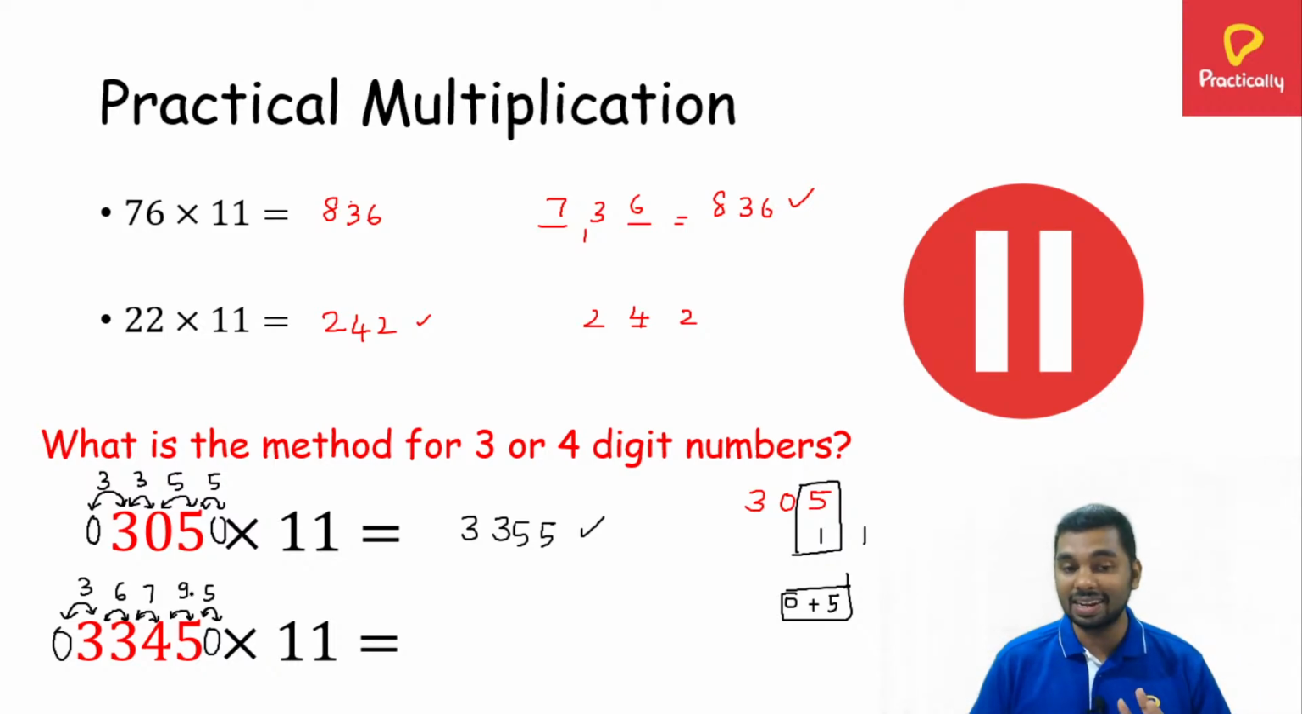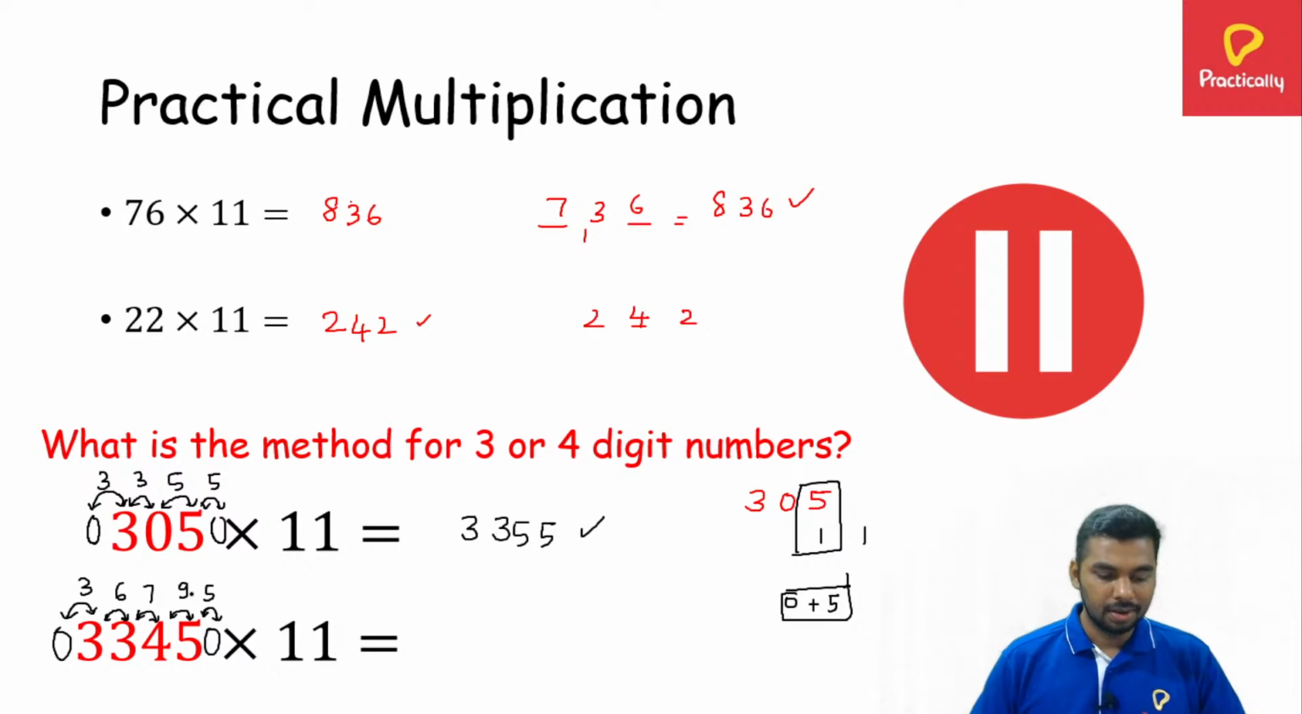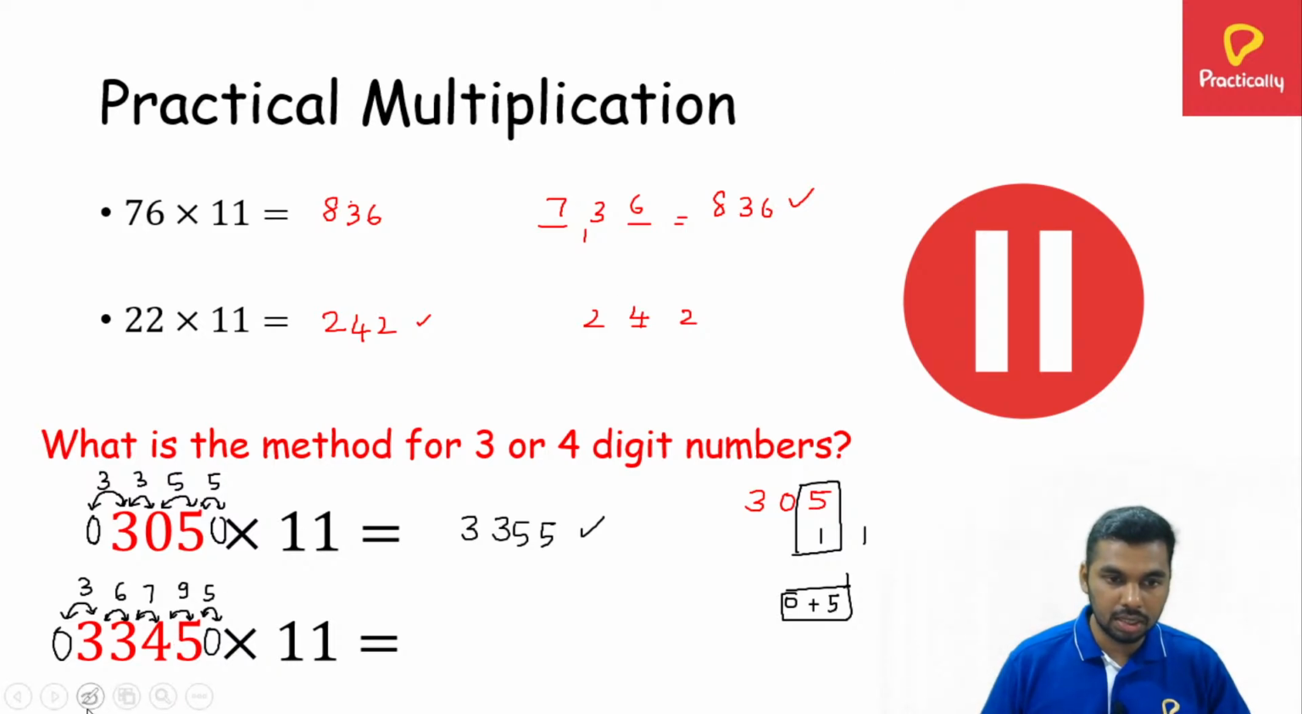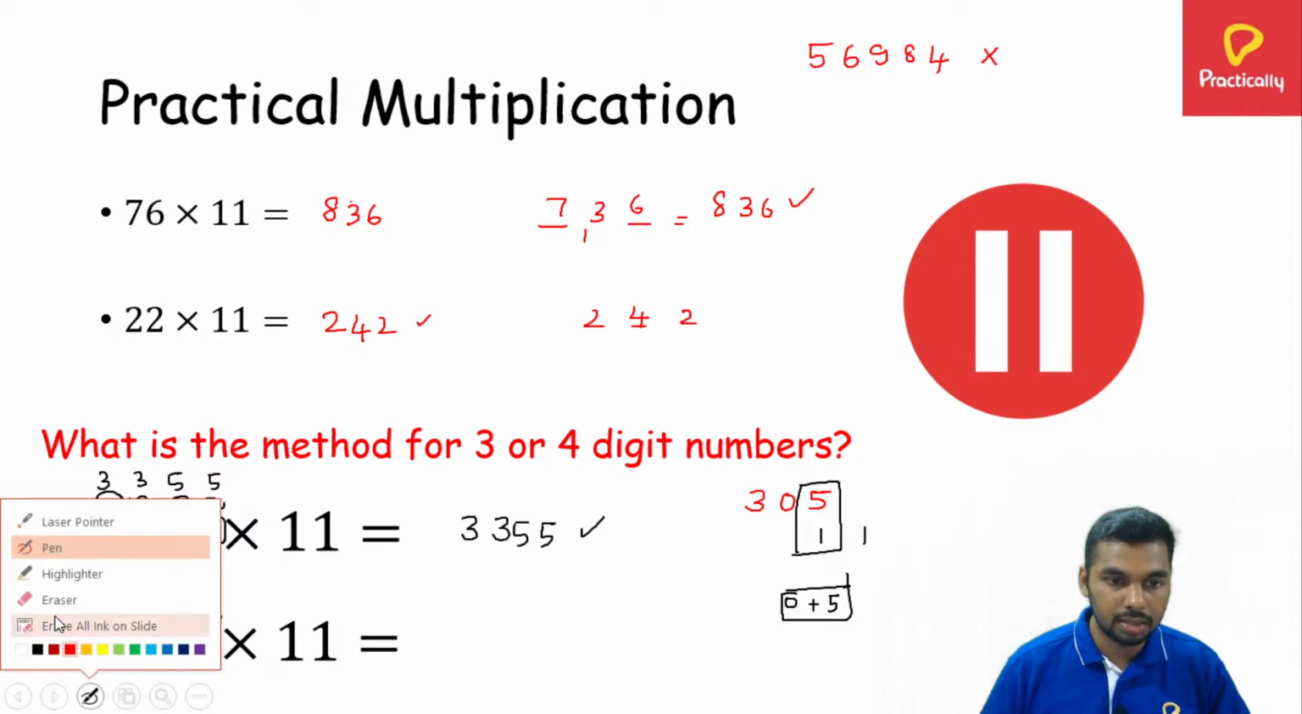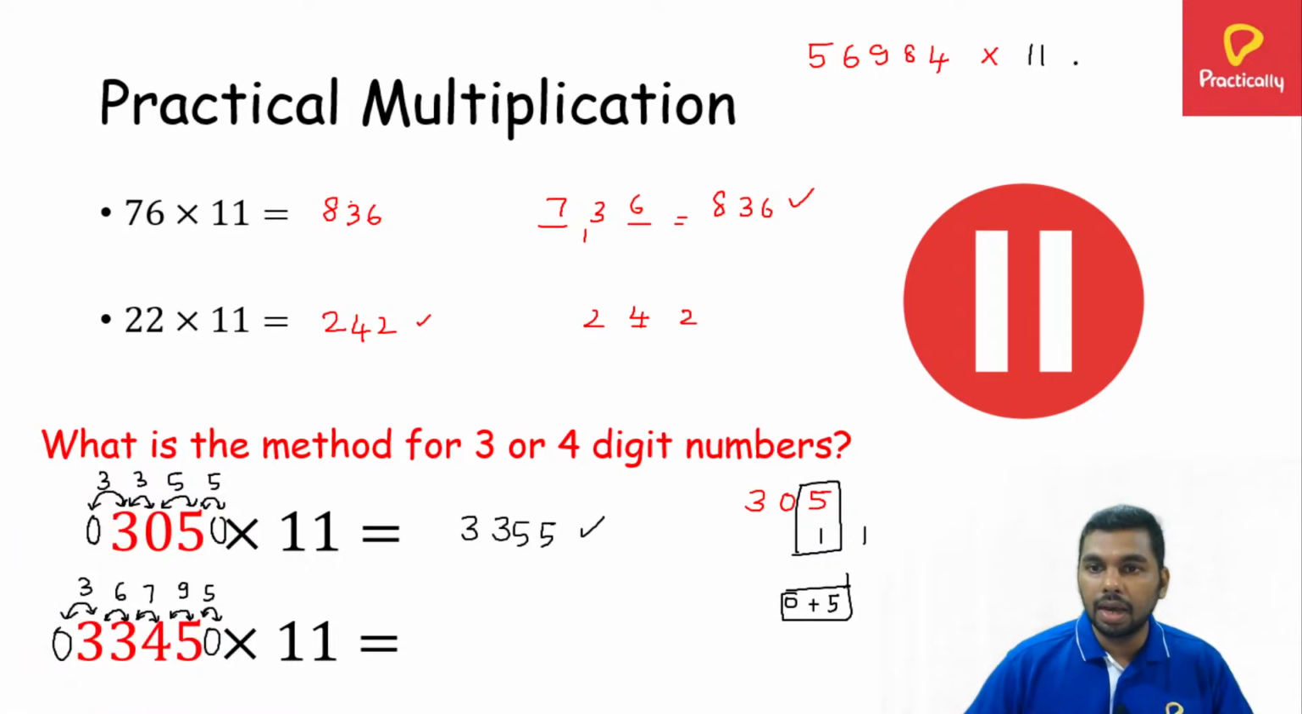3, 6, 7, 9, 5 is the answer. So you can see like 9 multiplication by 11 is going to be super easy from now on. All right. So just to check whether all of you have got what the method is, I'm going to give you yet another problem. This is going to be a 5-digit number. 56984 multiplied by 11 you have to do, and tell me what is the answer. And this time I'll give you 15 seconds.